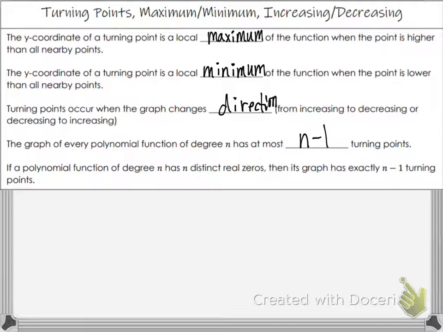If a polynomial function of degree n has n distinct real zeros, then the graph has exactly n minus 1 turning points. So if our degree is 3, what's 3 minus 1? 2. And it has 3 distinct real zeros, that one's going to have exactly 2 turning points. Okay? Any questions about that?